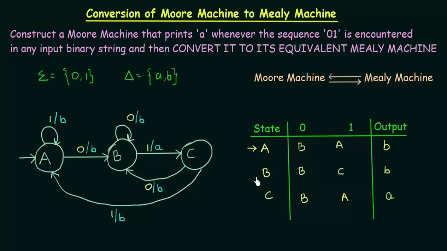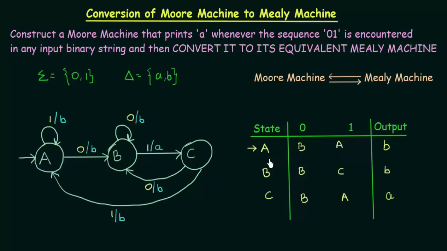Now let us change even the transition table. Here the transition table for our Moore machine is given, and now let us convert it to the transition table for a Mealy machine. If you are given the transition table, how can you convert a Moore machine to its Mealy machine? Let's see. This is for the Moore machine, and we know that in a Moore machine, the outputs are associated to the states, but in case of a Mealy machine, the output should be associated to the transitions. Let's see how we can proceed.